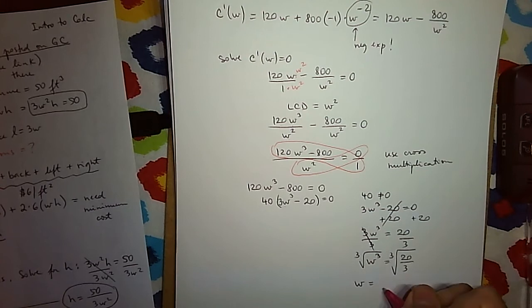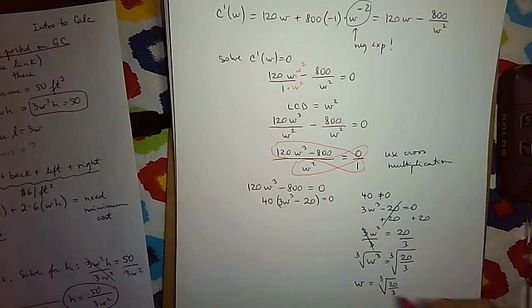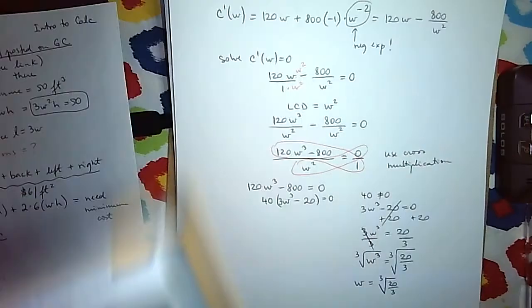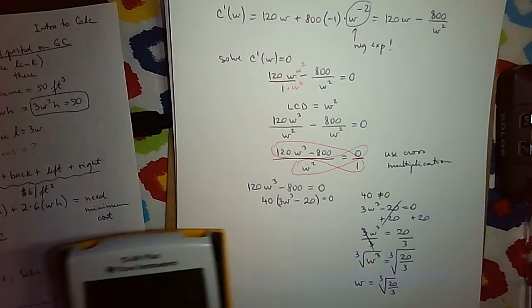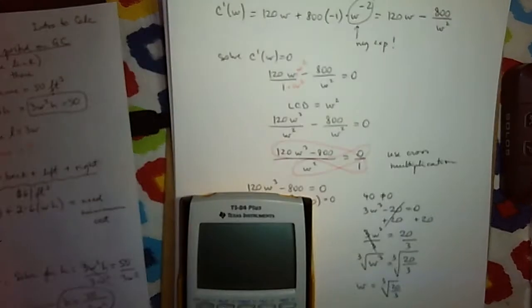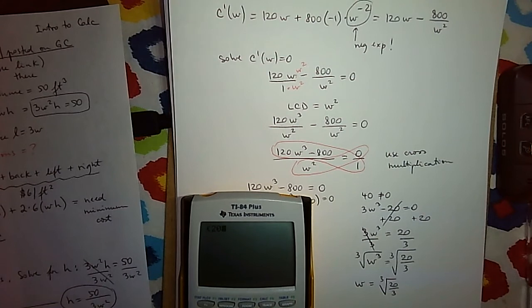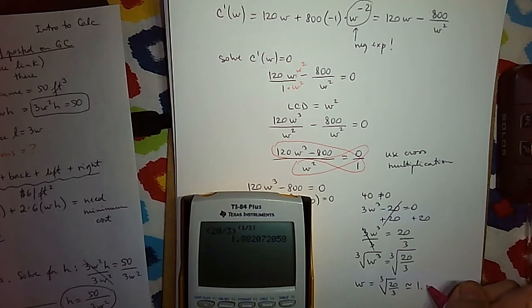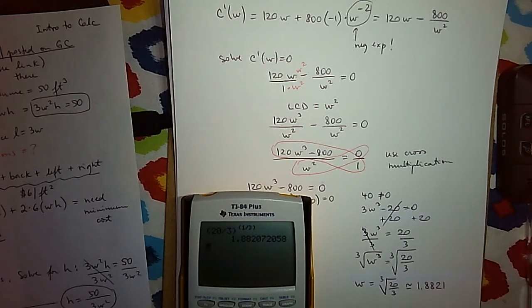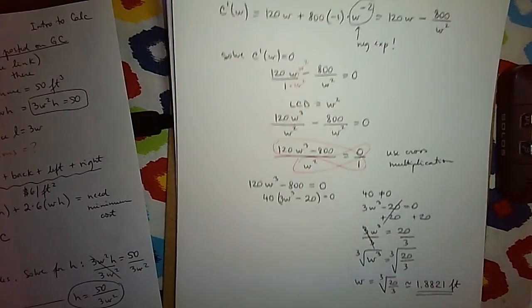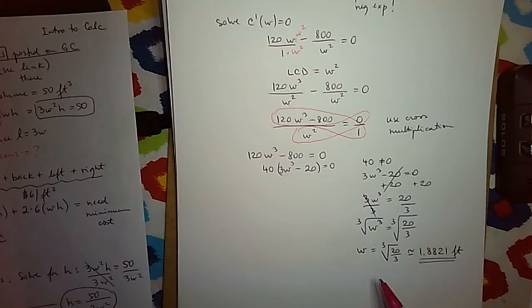So our w is really the cube root of 20 over 3, which of course I have to use my trusty calculator to figure out. So I'm going to do 20 over 3 to the power 1/3. This will be about 1.8821. This, I believe, was in feet when we started the problem, so this is still feet. So the only critical point that we got was W equals about 1.8821.